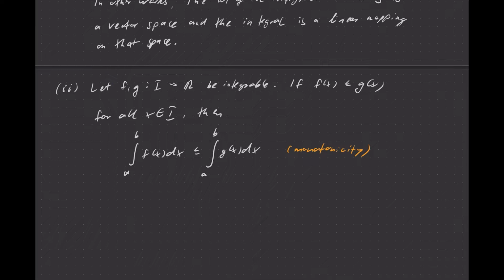In particular, of course, every function f of x is less or equal to its absolute value. So the integral over a function is always less or equal to the integral over the absolute value of that function. So that's the second property.